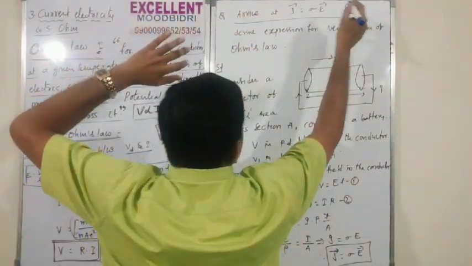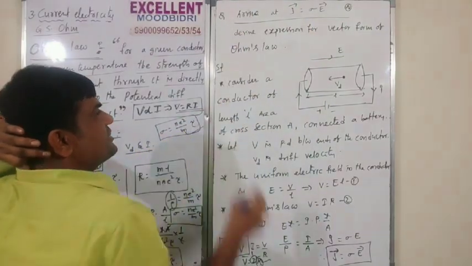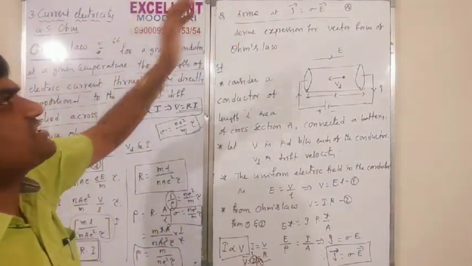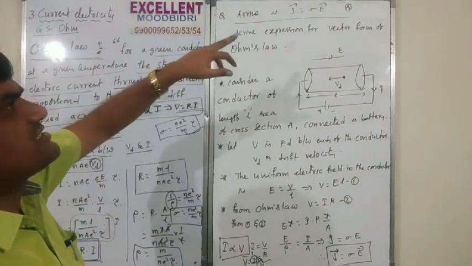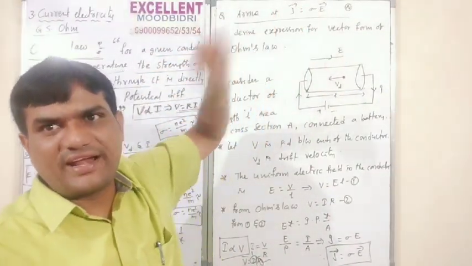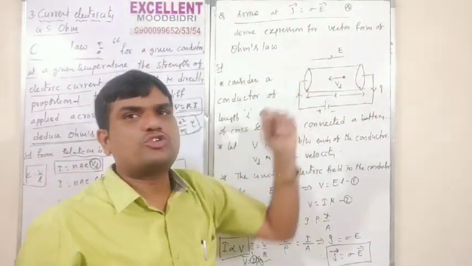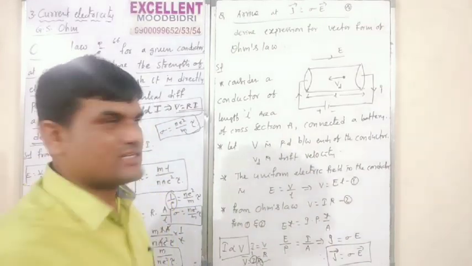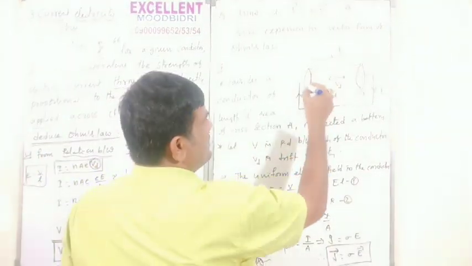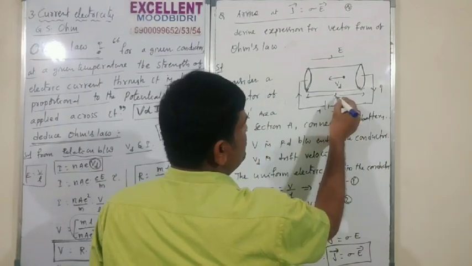So give the relation, we arrive at J bar is equal to sigma into E bar, or else give the relation between J bar, sigma and E bar. J is the current density, sigma is the conductivity, E is the electric field. Now we will consider a conductor. Its length is equal to L.